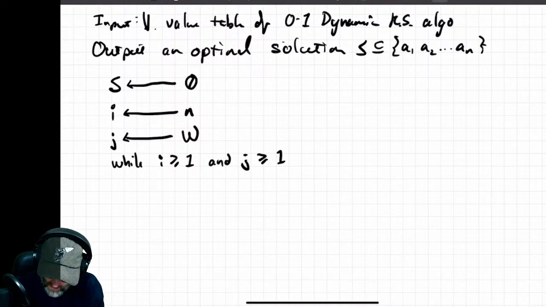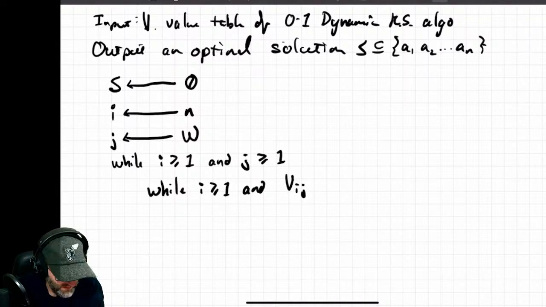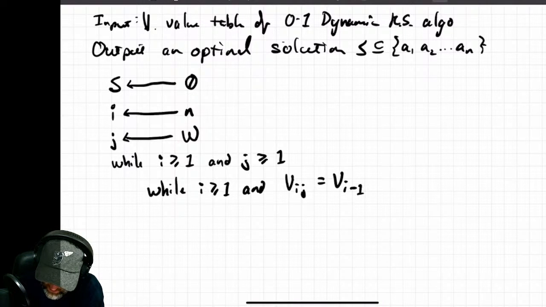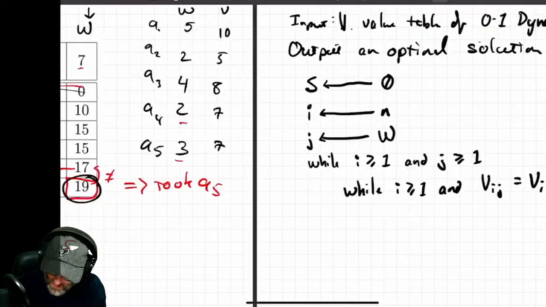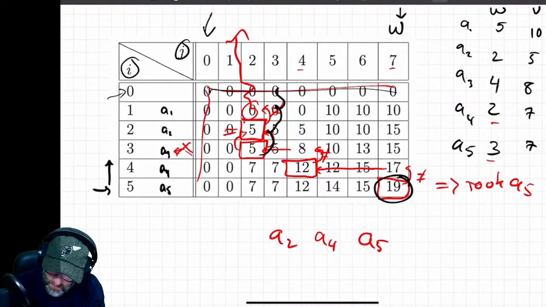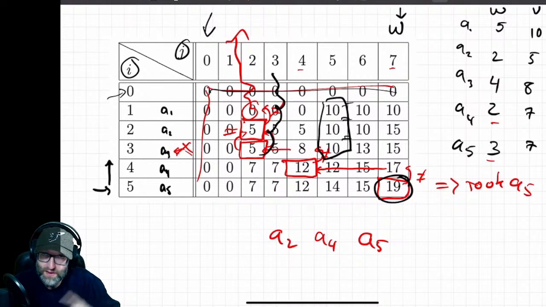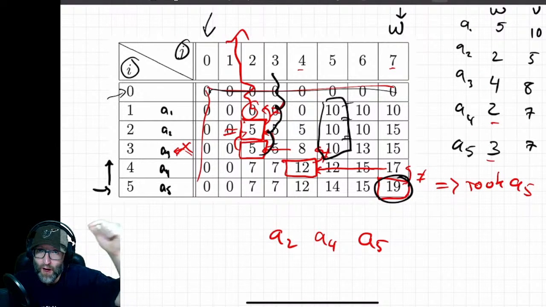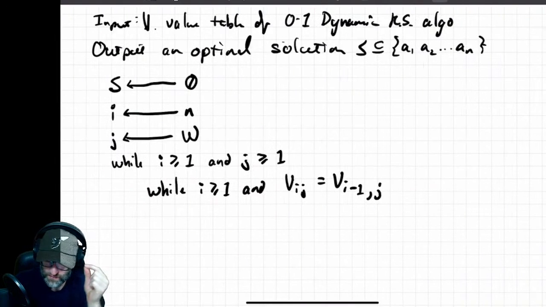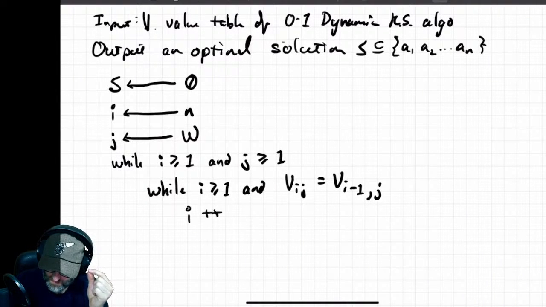I'm going to do another while loop inside here, and I'll explain why in a second. While I is greater than or equal to 1, and V sub ij is equal to V sub I minus 1 j. Right? That loop is going to take me up, right? As long as these two things are equal, right? Let's look at this column here. This is equal, equal, right? As long as it's equal to the one right above it, I keep moving up because I did not take that element, right? So I plus plus, right?